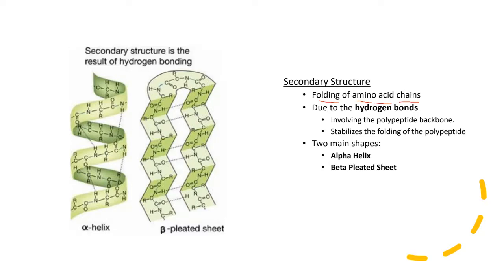Okay, the folding of the polypeptide chain. But what leads to this secondary structure is a bunch of hydrogen bonds. It's the hydrogen bonding, okay, between the backbone of the polypeptide chain.